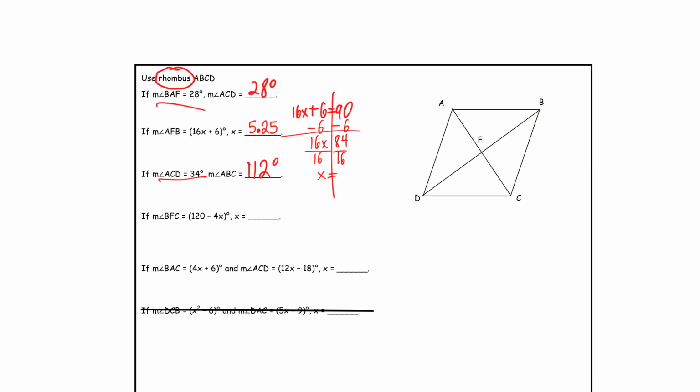Okay. On the next one, BFC, so that's this one, so that's 90 also. So you would just put 120 minus 4x equals 90. I'm not going to work that one out. And then on that one right there, angle BAC is that. Angle ACD is that. So those two would be congruent. You just set them equal. 4x plus 6 equals 12x minus 18. And solve. That would be 8. 24 would be 3.